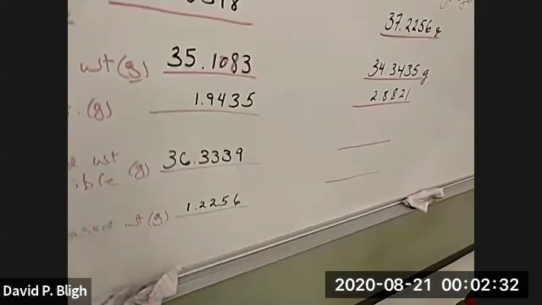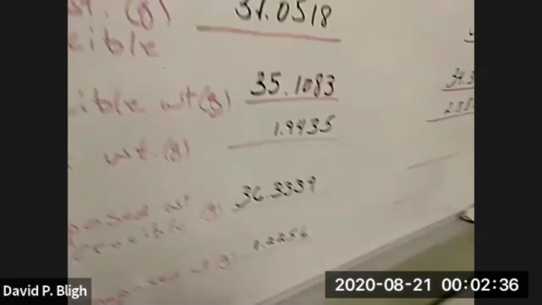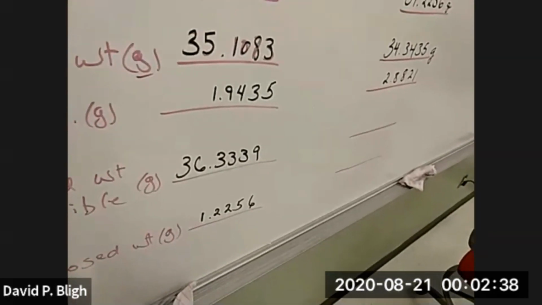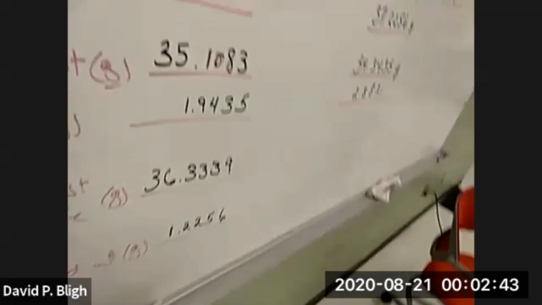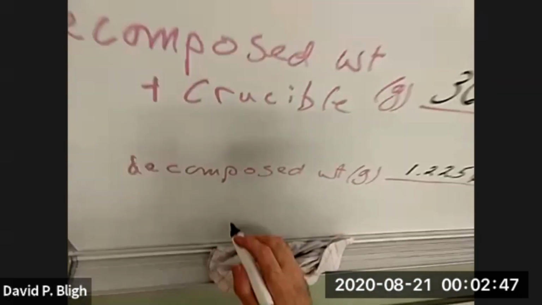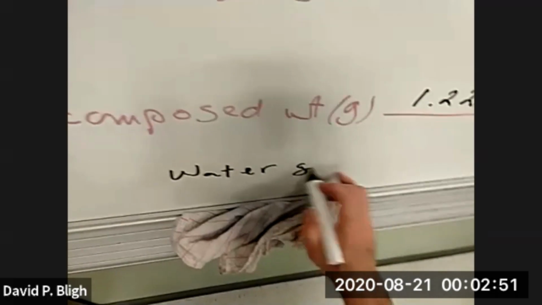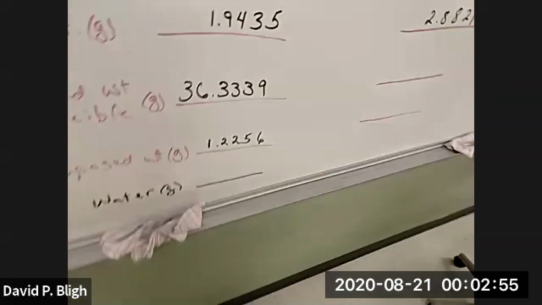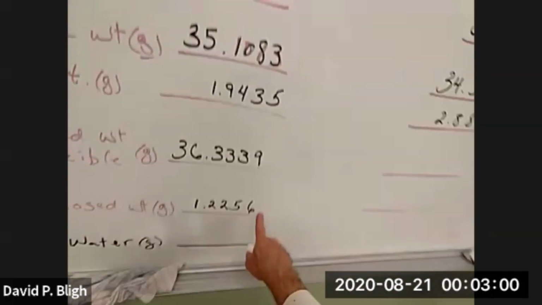So how do we know how much water was lost? Well, this is the weight of our product before it's got water in it. This is the weight of our product afterwards. It's got no water in it. So subtract this one from that one, and you have the mass of the water. I forgot to put a place for that. Okay. So let's see, subtract this one from this one.